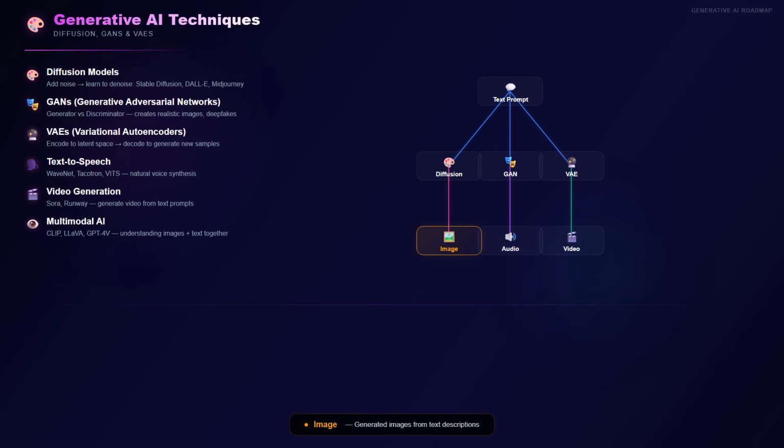For audio, text-to-speech models like VITS and BART can generate natural-sounding speech. Music generation models can create original compositions from text descriptions. Video generation is the frontier. Models like Sora can generate realistic video from text prompts. This combines image generation, temporal consistency, and physics understanding. Multimodal AI models like GPT-4V, Claude, and LLaVA can understand both images and text together, enabling visual question answering and image reasoning.